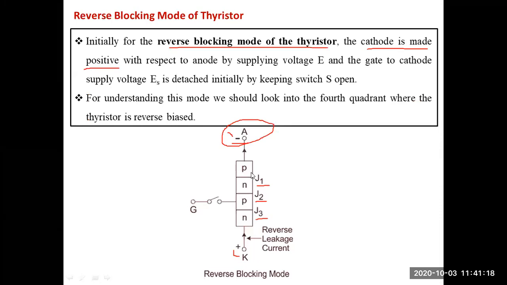Look at these two layers. It is considered as a single diode, this portion, and here it is considered as another diode. So when this thyristor is in reverse blocking mode, it appears like two diodes connected in series with a reverse supply, that is, anode is negative and cathode is positive.